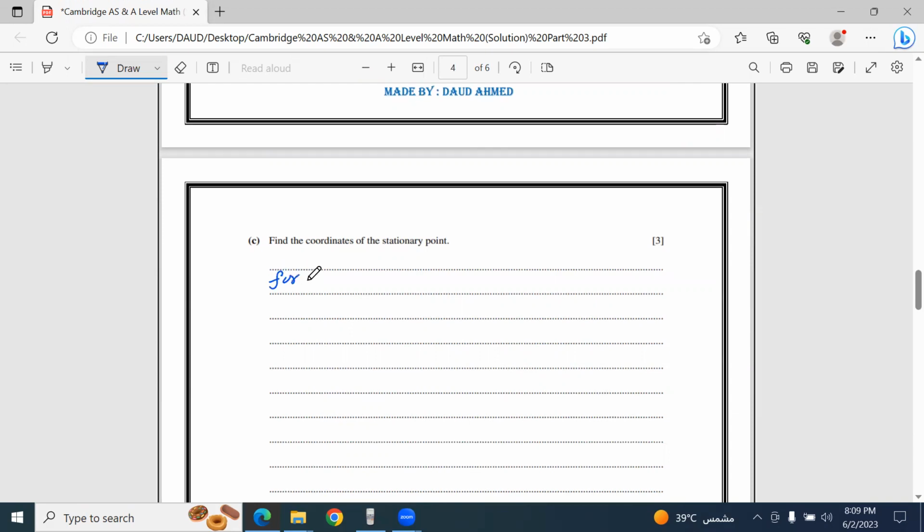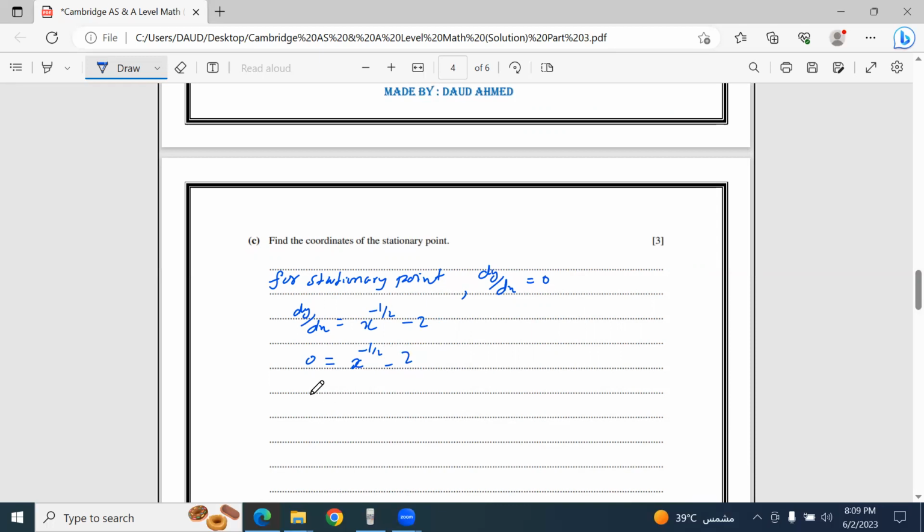So for the stationary point, we can say that dy over dx equals 0. Hence, what was the derivative? dy over dx is x power -1/2 minus 2. So here our derivative is 0, so x power -1/2 minus 2 equals 0.